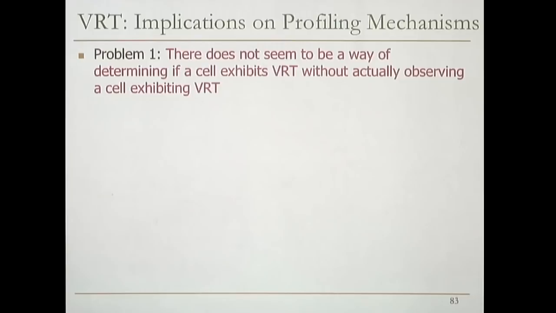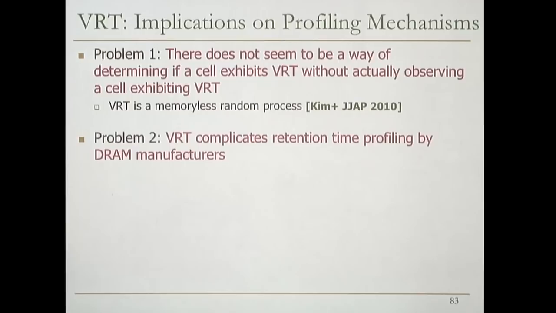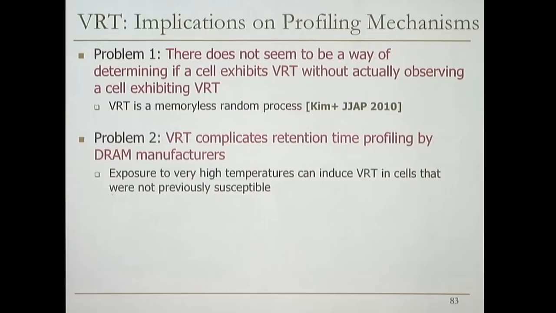So basically, because of these two phenomena, it's very difficult. There doesn't seem to be a way of determining if a cell exhibits VRT without actually observing a cell exhibiting VRT, variable retention time. It's a memoryless random process. And this complicates retention time profiling by DRAM manufacturers also. So it turns out there's another problem which exacerbates all of these. Let's assume that the DRAM manufacturer did a lot of testing and profiled and figured out the cells that have low retention time.